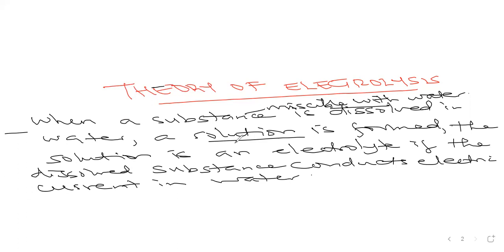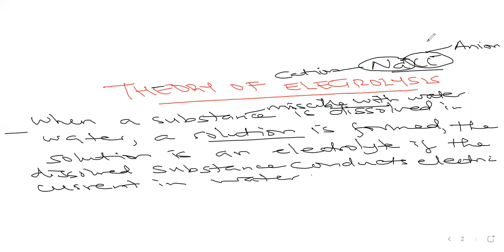Now, when that substance is dissolved in water, let's assume it is sodium chloride dissolved in water to form a solution of sodium chloride. There are ions in the sodium chloride. There is the sodium ion, which is the cation, positively charged. There is the chloride ion, which is the anion in sodium chloride. So the oppositely charged ions, which are sodium ions and chloride ions, then start moving freely within the solution.